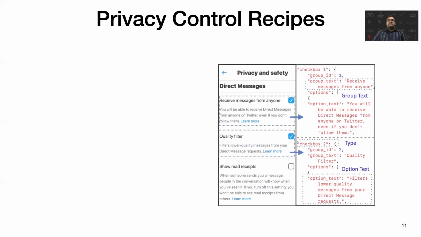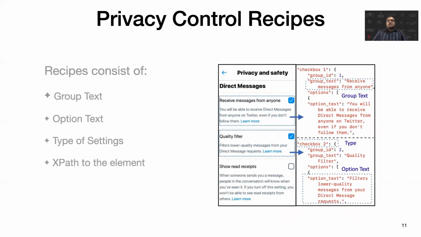Next, the control pages are passed onto the recipe generator, which generates privacy control recipes. These recipes are machine-readable representations of the control pages. For example, the recipe for part of the Twitter page is shown here. The recipe consists of a set of groups of settings present on the page. Each group consists of group text which provides the overall context of the setting. Further, a group can have multiple options, with each option having an option text and an XPath to the element corresponding to that option.